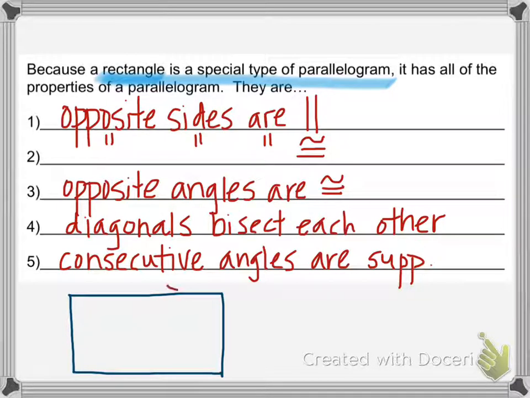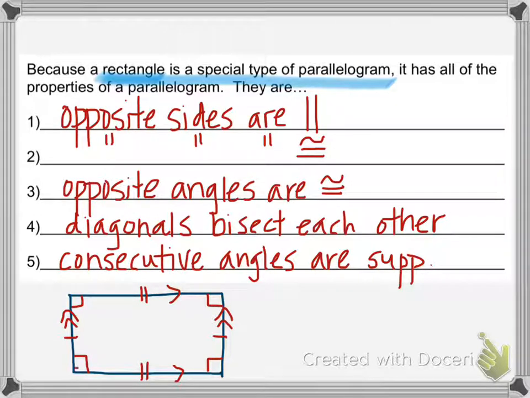So opposite sides are parallel. Okay, they won't intersect. Opposite sides are also congruent. Okay, and I think most of you kind of know that. Opposite angles are congruent. So opposite angles in a rectangle, they're congruent because all the angles are right angles.